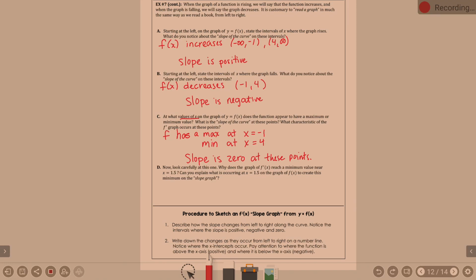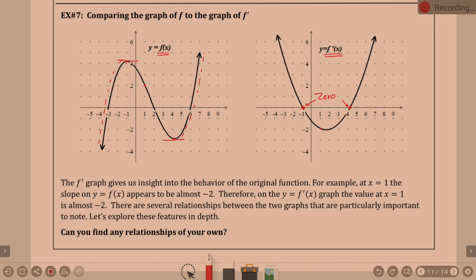And now I didn't talk about this one, so we'll take this back. Now, why does the derivative graph, the slope graph, have a minimum near 1.5? Can you explain what is occurring on the original graph? So, 1.5, yes? Right here there is a minimum. What does that connect with over here? 1.5 is about there. I think we've talked about those types of points. Yeah, it's called a point of inflection officially.